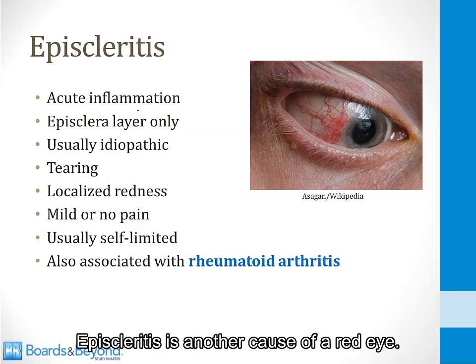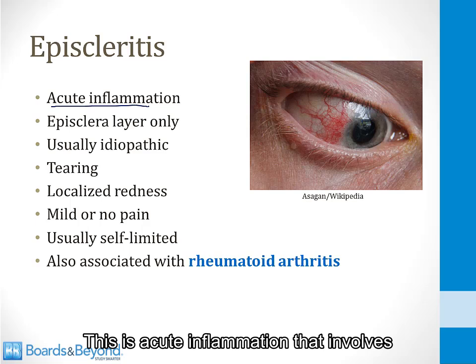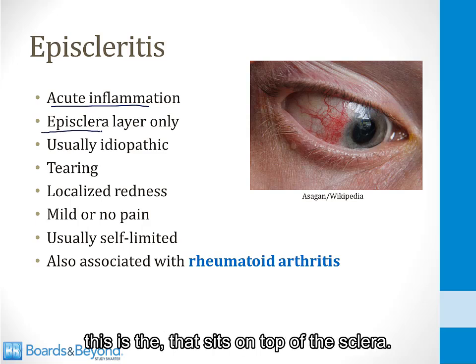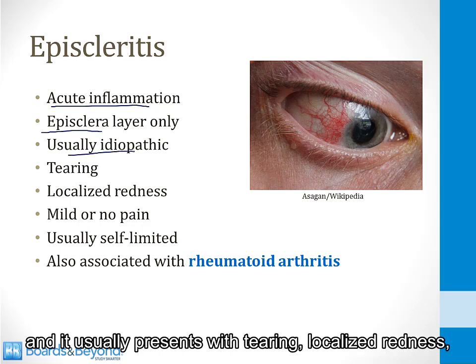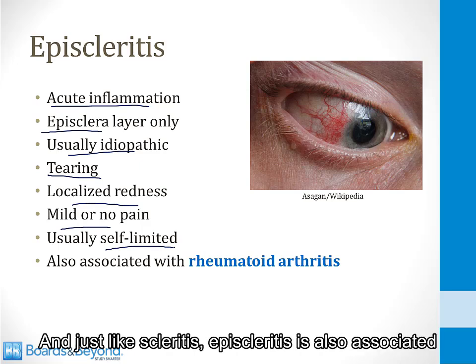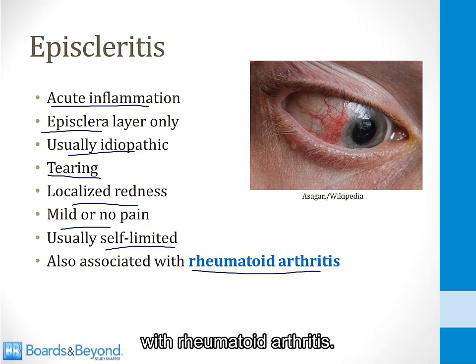Episcleritis is another cause of a red eye. This is acute inflammation that involves only the episcleral layer. This is the layer that sits on top of the sclera. It's usually idiopathic and it usually presents with tearing, localized redness, and mild or no pain. It's much milder than scleritis and it's usually self-limited. And just like scleritis, episcleritis is also associated with rheumatoid arthritis.